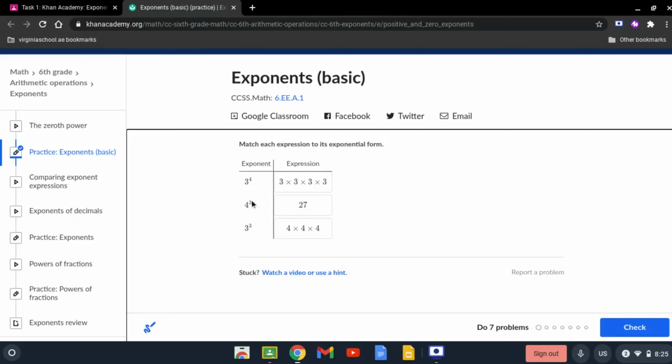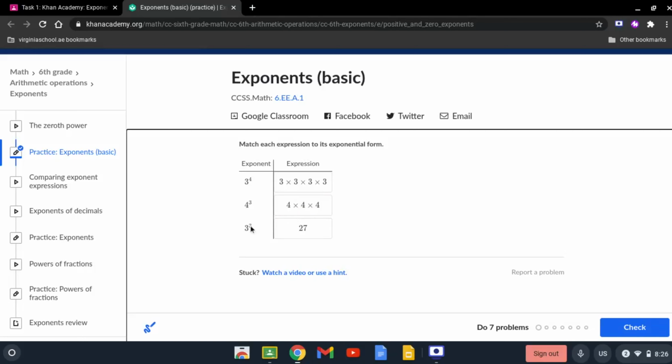Now we have 4 to the power of 3. What that means is you want to multiply 4 by itself 3 times. So here is the coefficient, and you're going to multiply it by the exponent, the power that's above it. It's going to be like 4 times 4 times 4. So we're going to multiply 4 by itself 1, 2, 3, 3 times. So again, you're going to drag that and put it in the middle one.